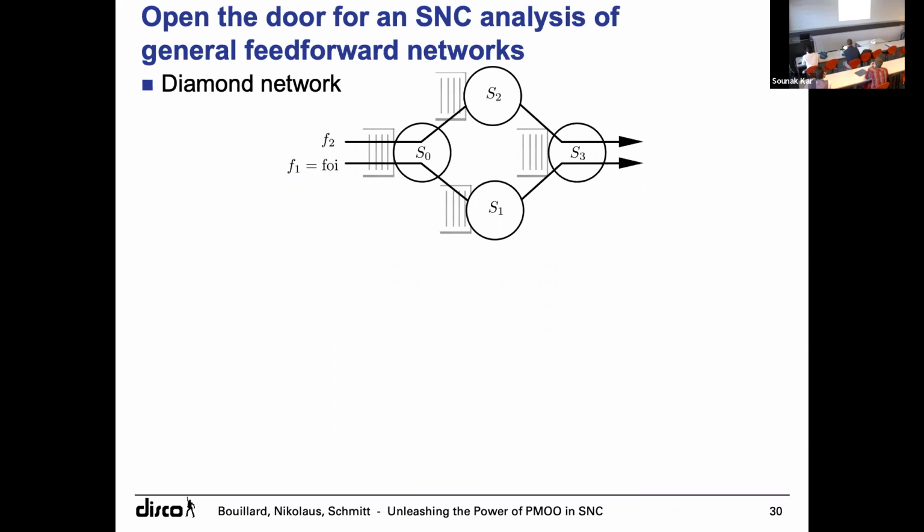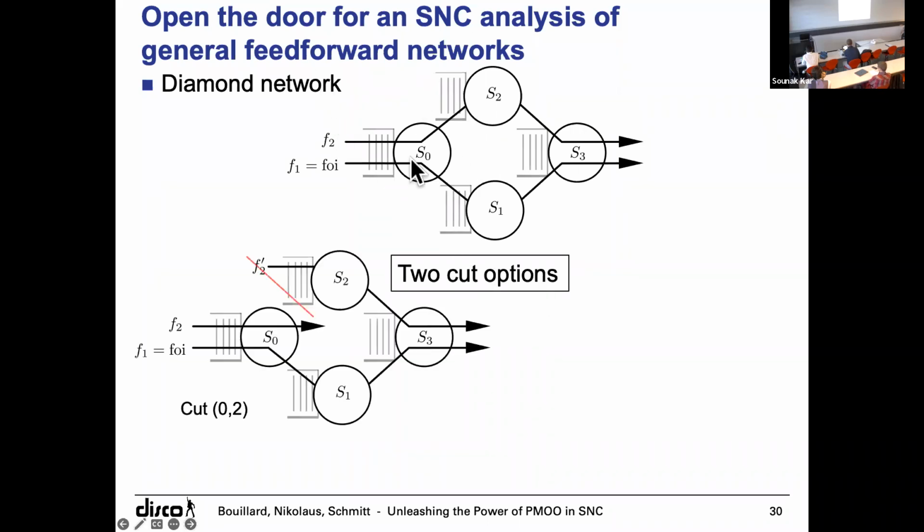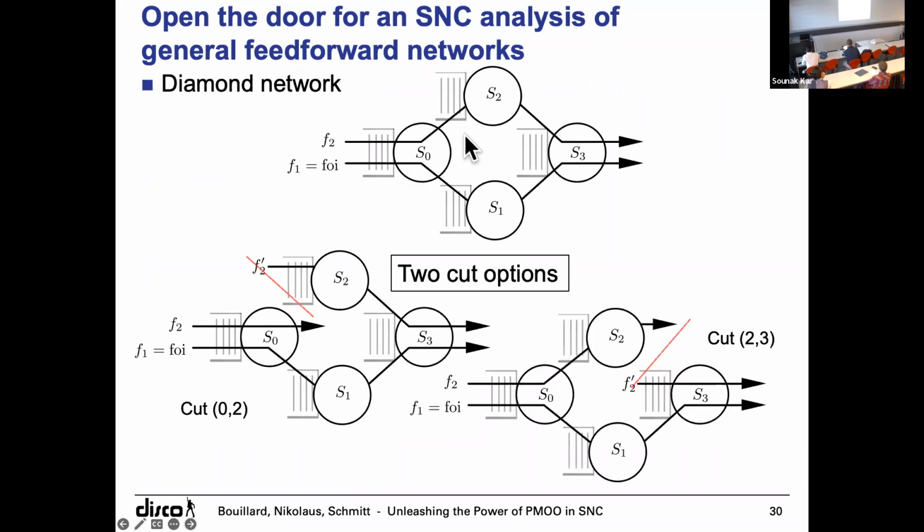So this is obviously not tree reducible because the flows F1 and F2 rejoin at server S3. However, we can alleviate the situation here by applying the so-called cutting technique. And since we have only 4 nodes here, there are basically just 2 cut options. One is between S0 and S2, and the other is in the top right corner between S2 and S3. What's important here is that both cut options lead to valid and rigorous upper bounds. The reason is that we do not assume the cross flow F2 and F2 prime to be independent.